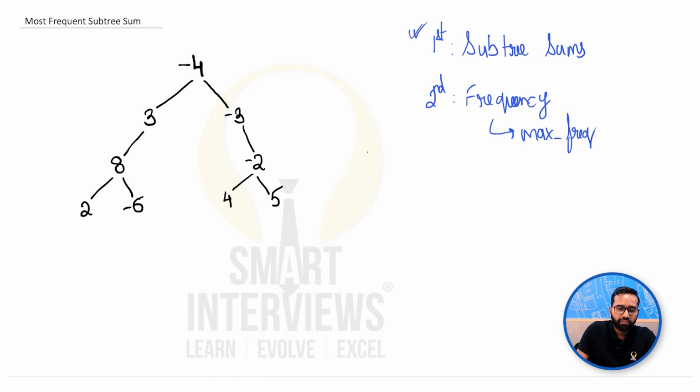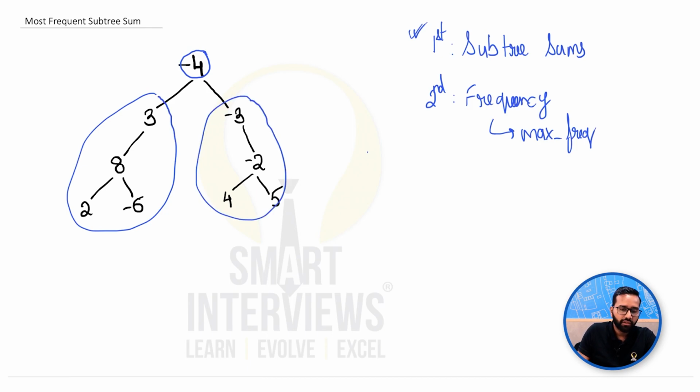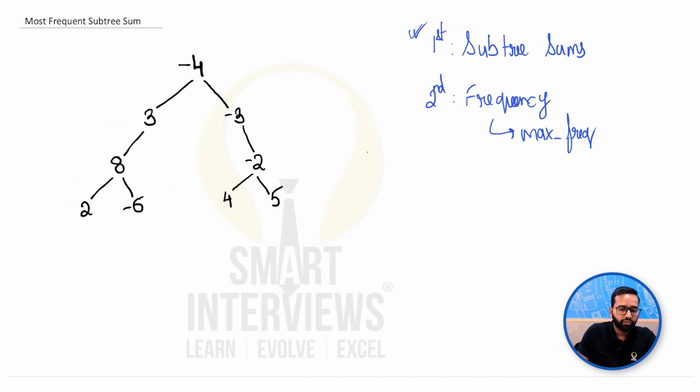If you take any node, say if you take this node, its subtree sum will be the sum of the left subtree plus the sum of the right subtree plus the sum of the current node. If you take this node, its subtree sum will be the sum of left subtree plus sum of right subtree plus the current node's value. Now if you observe this, it will be very helpful for us if we try to do this in a bottom-up fashion.